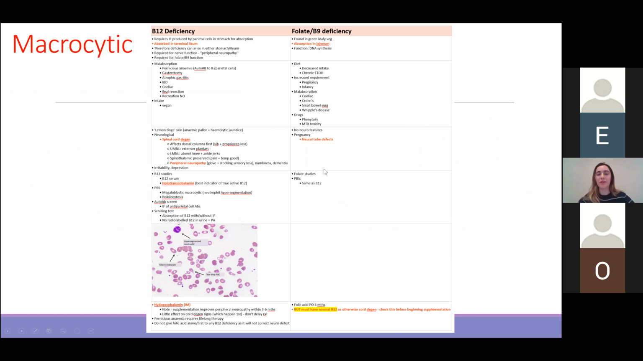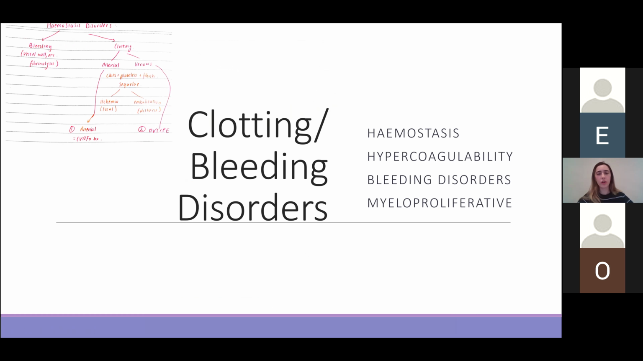And here's just the table. I know it's quite small, but you can zoom in on it if you like to see it a bit clearer. But your main two, megaloblastic macrocytics, I've popped in there and highlighted the main things like complications such as peripheral neuropathy for B12 and neural tube defects for folate. And I've noted that the blood smears are the same for both, so you don't really need to worry as much about that. So I'm going to move on to clotting and bleeding disorders.